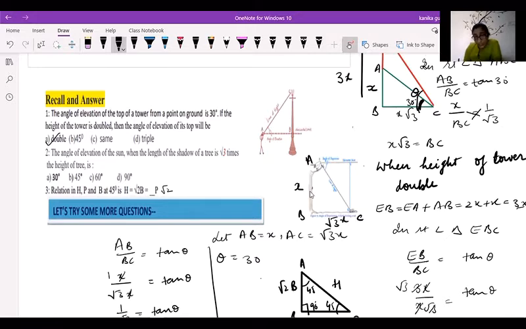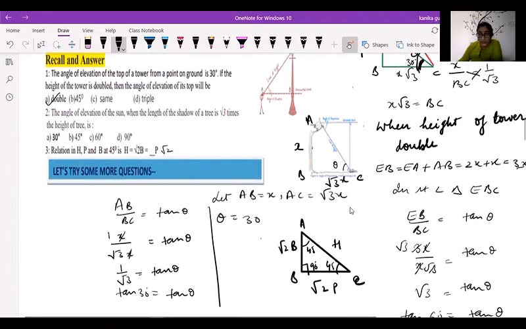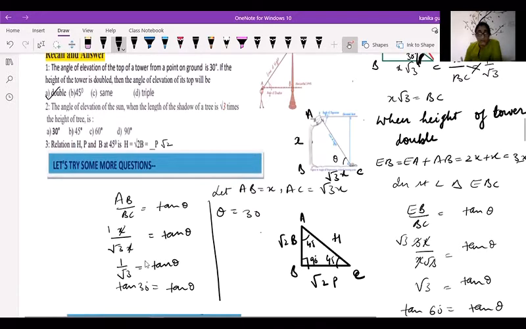So in right angle triangle ABC, AB over BC, perpendicular upon base, is equal to tangent of theta. Here the angle is theta. So we substitute the values: AB is x over under root 3x is equal to tangent of theta. X is cut by x, so 1 over under root 3 is equal to tangent theta. You know that 1 by under root 3 is equal to tangent of 30 degrees. So theta is 30 degrees, and your option is A, 30 degrees.